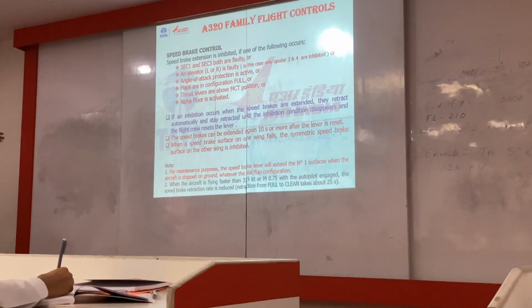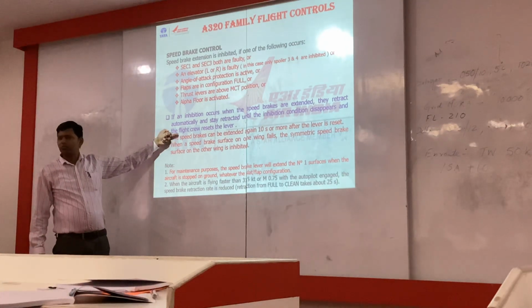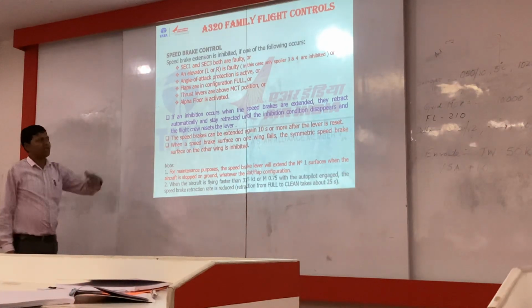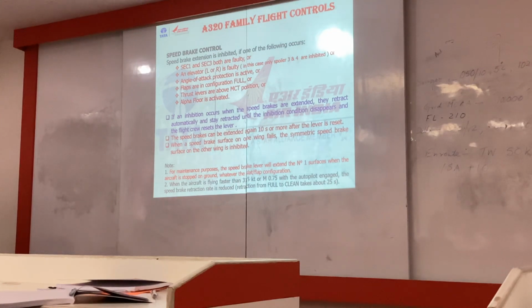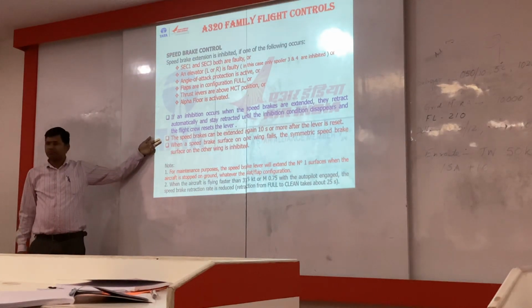Flaps are in config full, already we discussed. Thrust levers are above MCT position and alpha floor is active. So in all these conditions, the speed brakes are inhibited. If an inhibition occurs when the speed brakes are extended, they will retract automatically and stay retracted until the inhibition condition disappears. The speed brakes can be extended again 10 seconds or more after the lever is reset.